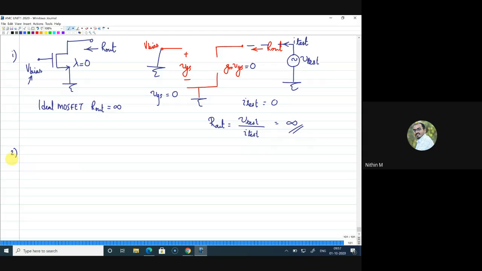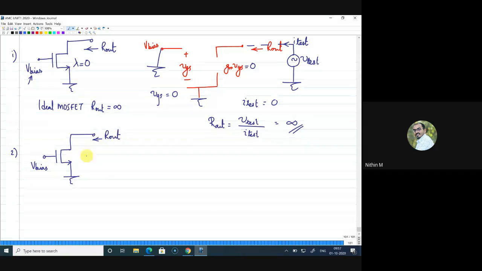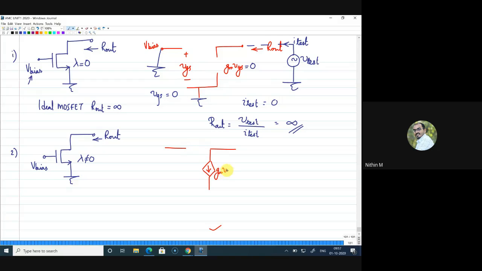Now the second case is, you consider one more MOSFET. This is V bias. This is the same R out you have to find, but lambda is given not equal to 0. So what will you do in this case? In this case, we will start with the same equivalent circuit. So this is gm VGS. This is R out. This is what we know about the MOSFET. I have replaced the MOSFET with this equivalent circuit. Now I should modify this accordingly.